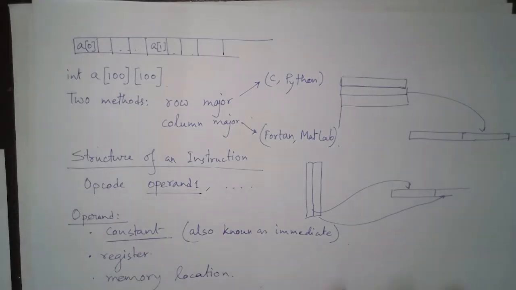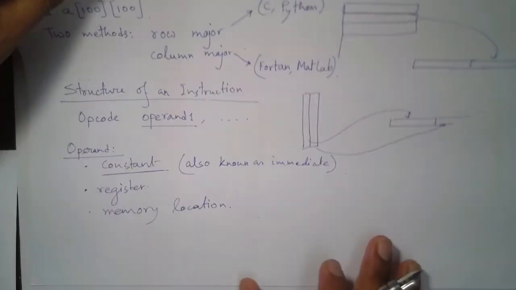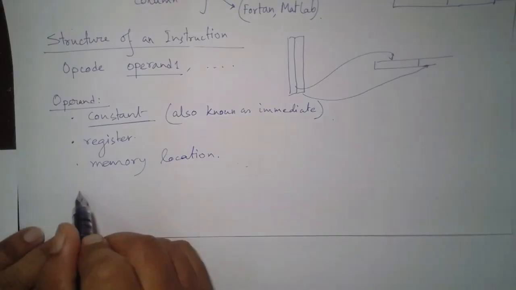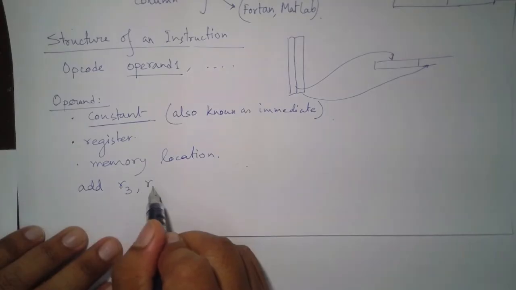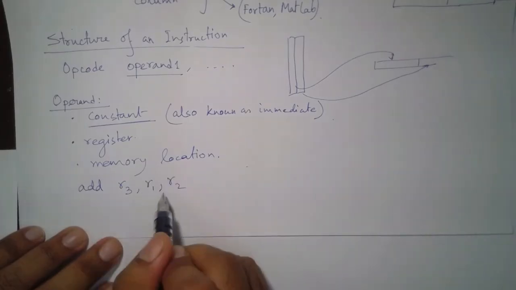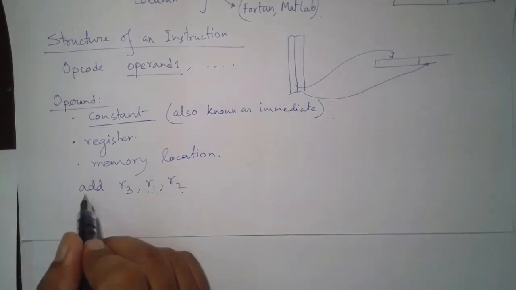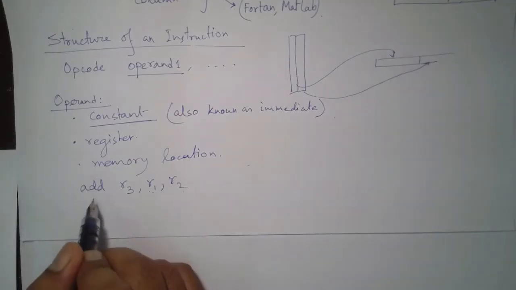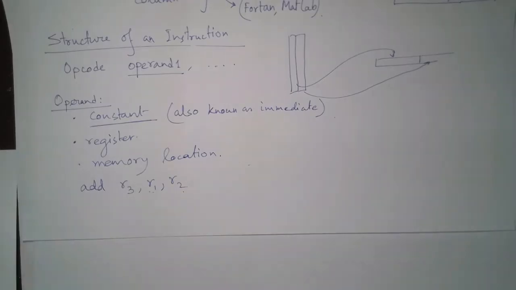Alright. So, we have already seen this. A few examples can be, let us say, add R3, R1, R2. That means you add the content of R1 and R2 and store the value in R3. Similarly, you can have other operations like multiply and so on. All right. So, this is what our instructions will look like.